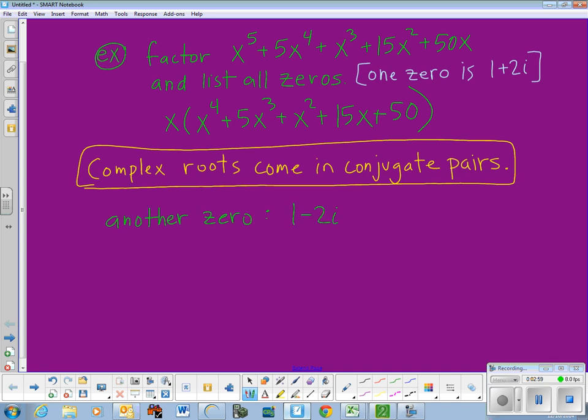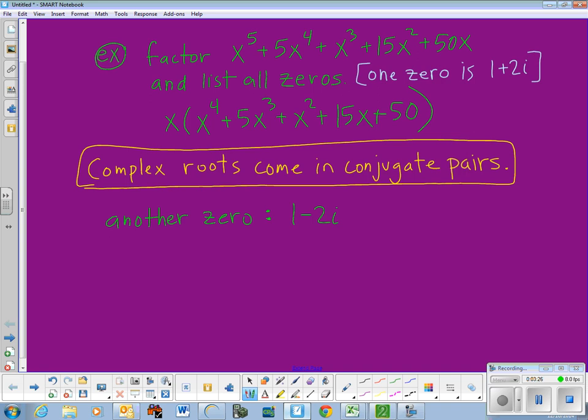So okay, don't confuse conjugates with negatives of each other. It's not -1 minus 2i, it's +1 minus 2i. A conjugate just means the imaginary part is added in one and subtracted in another. The real part stays the same. So if my goal is to factor and remember the connection between factors and zeros, I know right now 3 of the zeros. I've got x, I've got 1 plus 2i, 1 minus 2i.